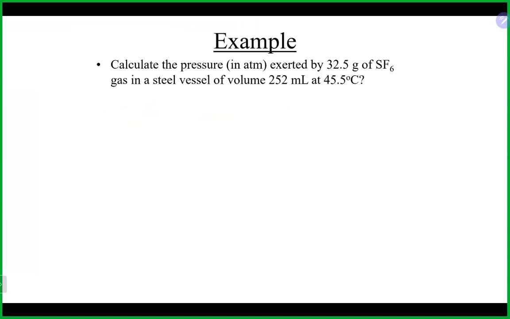Calculate the pressure in atmospheres of 32.5 grams of SF6 gas that's in a container with a volume of 252 milliliters at 45.5 degrees Celsius. Sulfur is 32.07, and our fluorine should be about 19. All right.